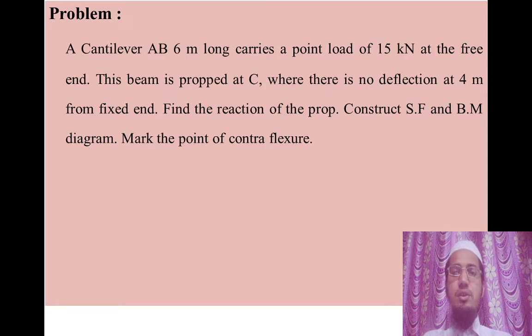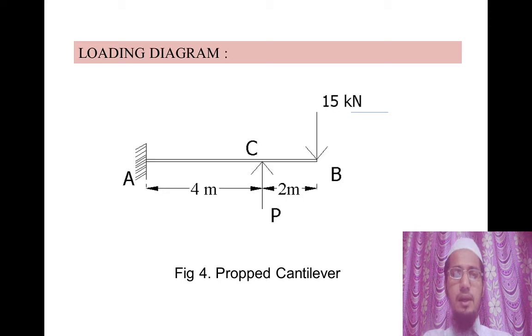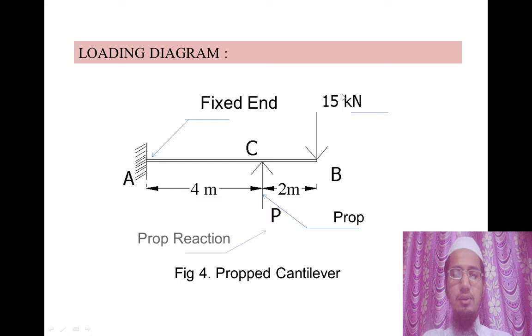Now find the reaction of the prop and also construct shear force and bending moment diagrams and mark the point of contraflexure. First of all, let's draw the loading diagram based on the data. In the numerical, it is given that there is a cantilever beam AB of 6 meter span, 4 plus 2, 6 meters, and at 4 meters from A, that is at point C, there is a prop, and also at the free end it is subjected to a point load of 15 kN. So P is the prop reaction, and A is the fixed end.